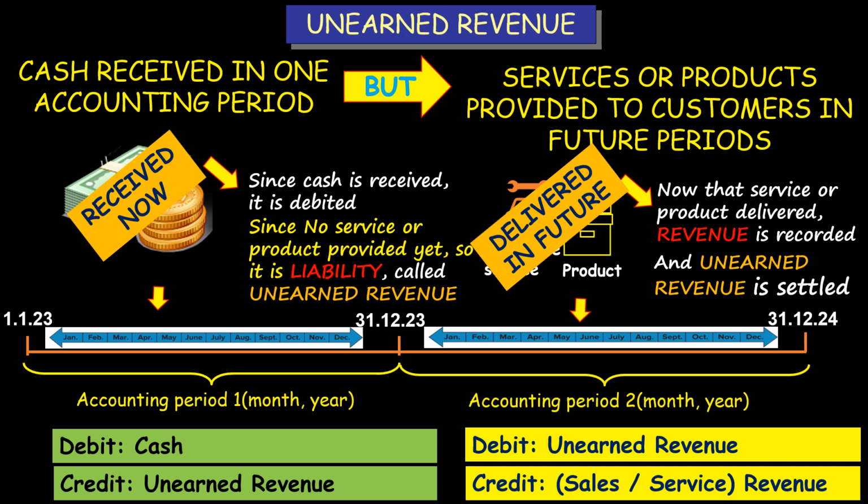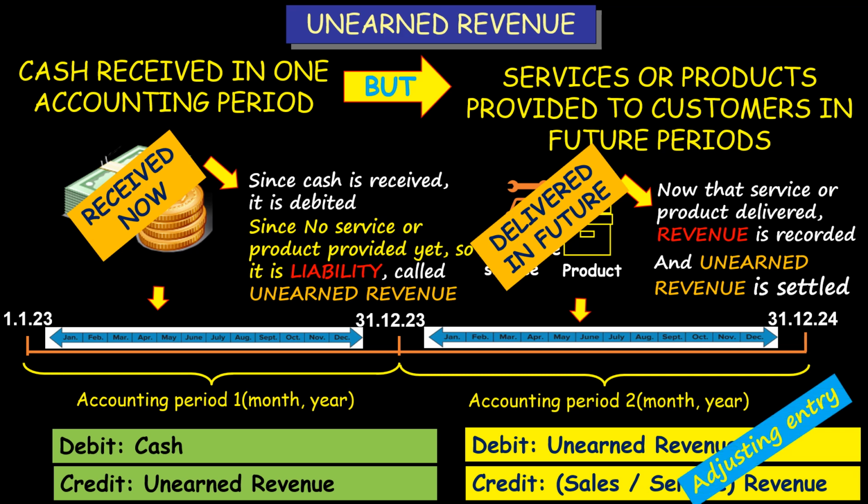When I paint your house, when I deliver the painting services to you, I have earned this $100 as revenue. So I'm going to credit revenue. And now I no longer have an obligation to you, so I will debit unearned revenue.